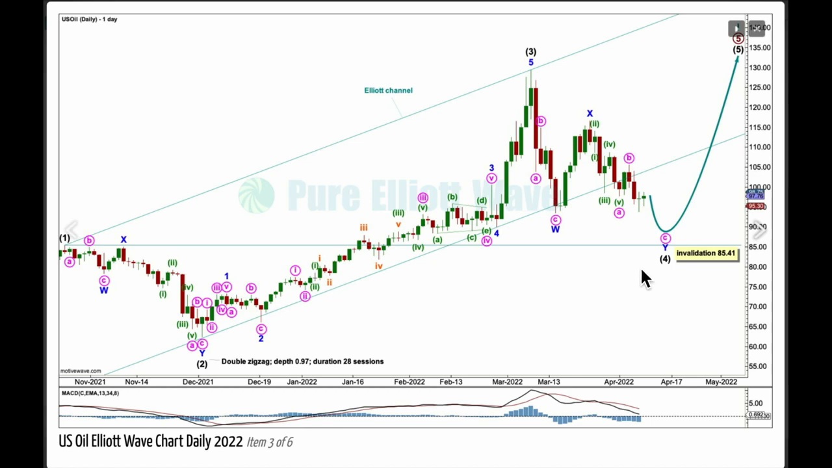There's a problem here in that there's no alternation between the double zigzag of intermediate 4 and possibly a double zigzag of intermediate 2. There's no alternation in structure, but there will still be alternation in depth, so there will be some alternation. Alternation is a guideline, not a rule. It's just not always seen.